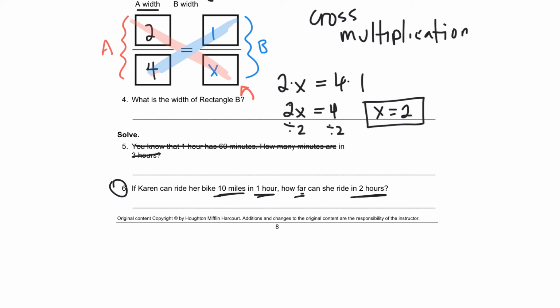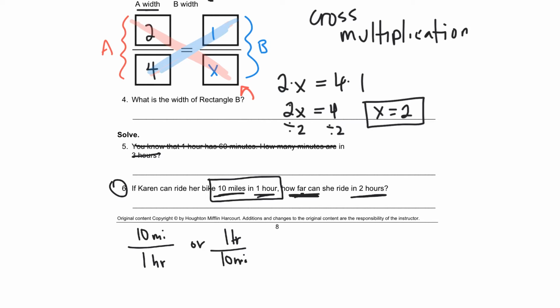We need to set up our 2 different ratios. So the first ratio that we have is the known 10 miles for 1 hour. I can write that 10 miles divided by 1 hour, or I could write this 1 hour for every 10 miles. These two things mean the same thing. It just depends on where we want this variable to be.